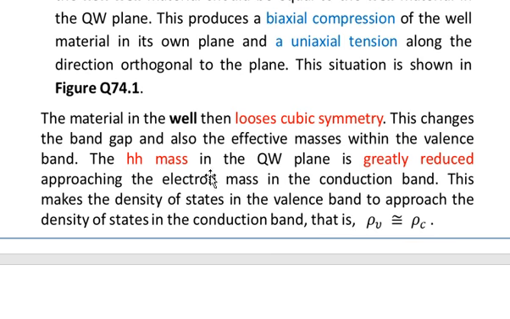And this is what we have explained, that as a result of the formation of the quantum well material, the HH mass in the quantum well plane is greatly reduced and approaches the electron mass in the conduction band. This makes the density of states in the valence band approach the density of states in the conduction band, that is rho v is approximately equal to rho c.